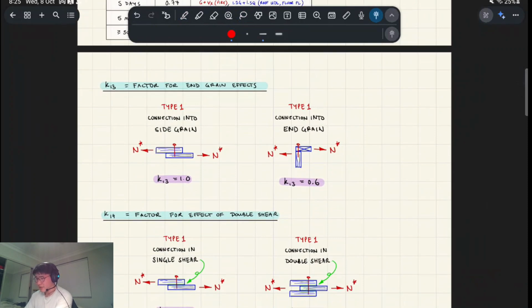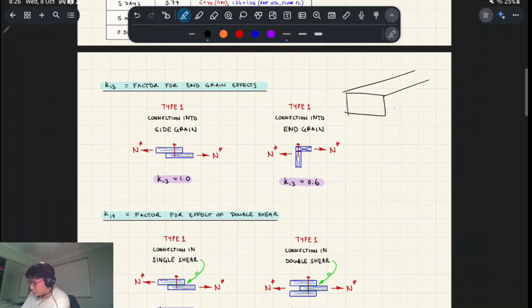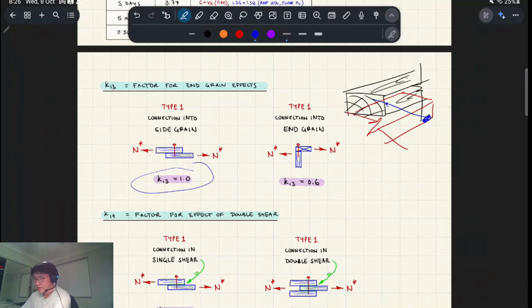K13 is for end grain effects, right? So if you have a bit of timber, just recapping, a block of timber, right? That's the end grain, and that's the side grain, etc. So what we're talking about is if you have a connection, so you're connecting another member, let's say here, into the side grain like that, so you're binding it here together. You have a K factor of just 1.